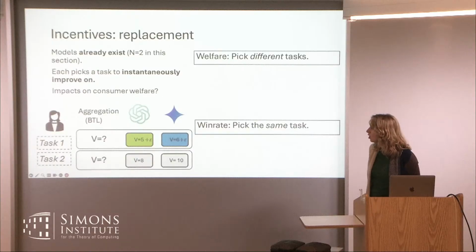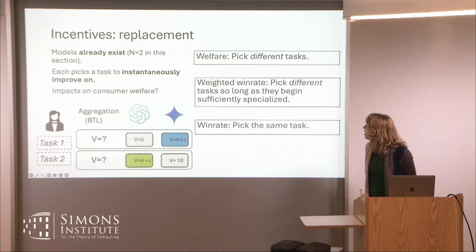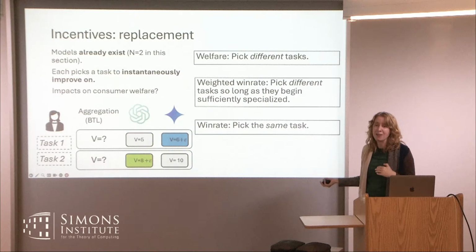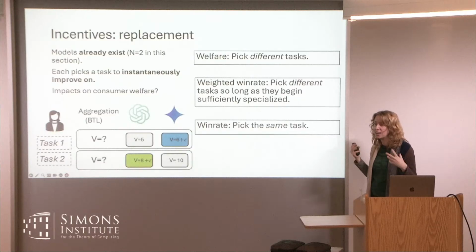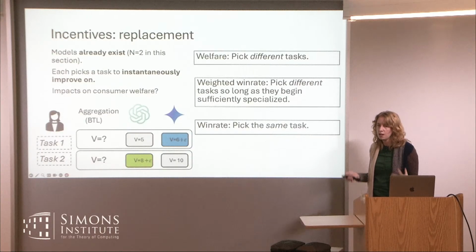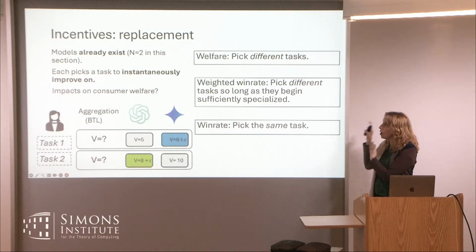So what happens with our model with weighted win rate? You pick different tasks so long as you start out sufficiently specialized. So if you're sufficiently close, you might end up picking the same task, but so long as the market is already sufficiently differentiated, you're going to pick different tasks. Next question is, how does this impact user utility? So this is what they'll do. Now we're curious about, is this better for users?